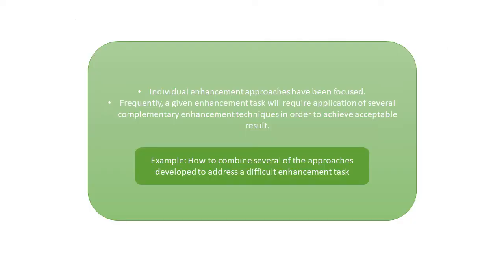Now, in this variety of image processing methods that work for enhancement, which particular method is to be selected, or should the methods be combined so that the resultant is more and more enhanced? That we are going to address in this topic, hence the name combining spatial enhancement methods. We have so far focused on individual enhancement approaches in these chapters, right from the image negatives to sharpening spatial filters. Frequently, a given enhancement task will require the application of several complementary image enhancement techniques in order to achieve an acceptable result.